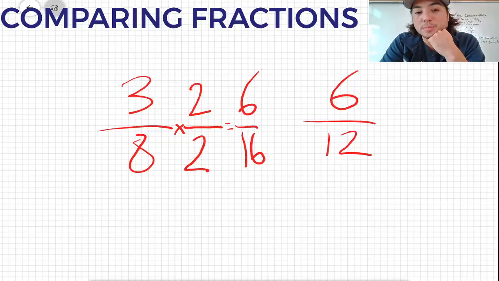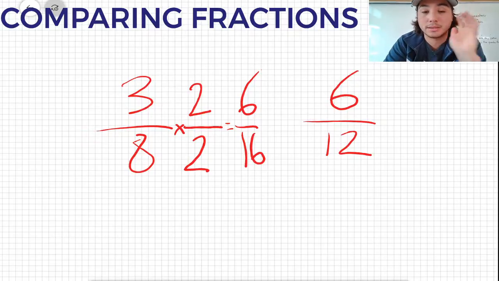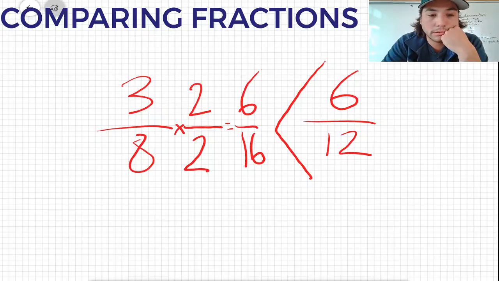So I have 6 pieces in both cases, 6/16 or 6/12. Is a 12th or a 16th the bigger piece? Yeah, our 12th is the bigger piece. Even though it's the smaller number, because we're cutting our 1 into fewer slices, each slice is bigger. So our 6/12 is going to be greater than 6/16.